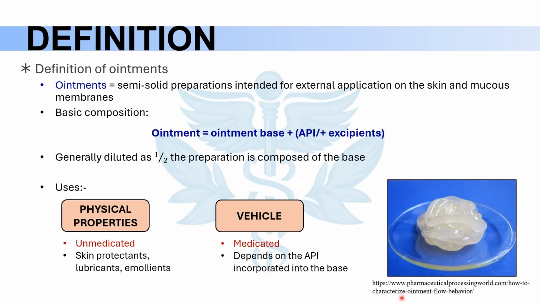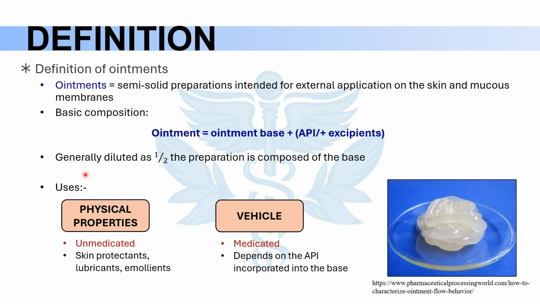Right, so what are ointments? Ointments are semi-solid preparations intended for external application on the skin and mucous membranes. Any ointment is composed of the ointment base and either active constituents or excipients. But it's important that we understand that the majority of an ointment is ointment base. And therefore, it is important that we understand the types of ointment bases really well. That's why we're going to spend a really long time talking about ointment bases, beginning with this video.